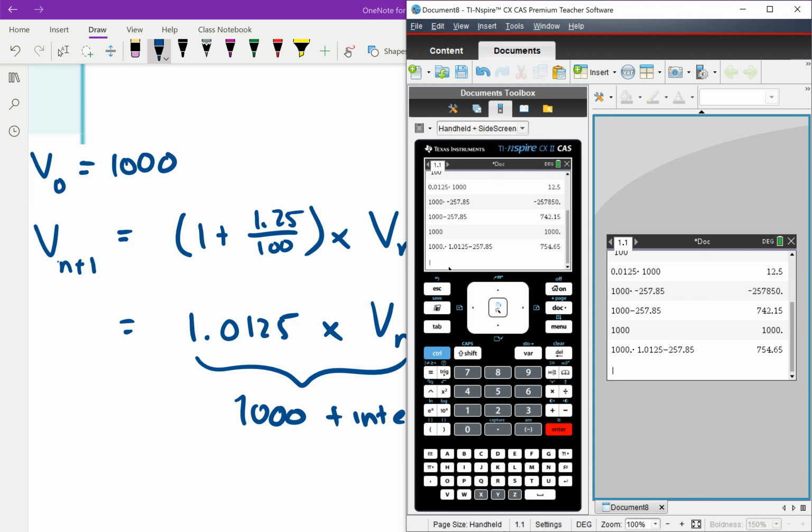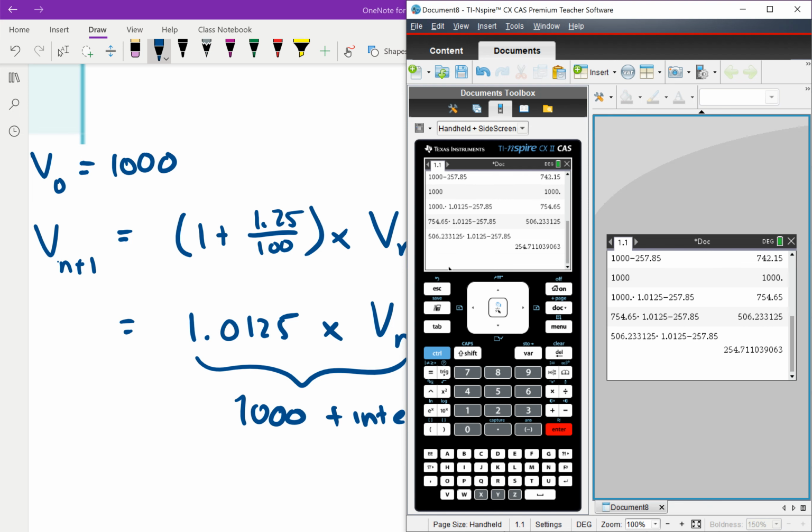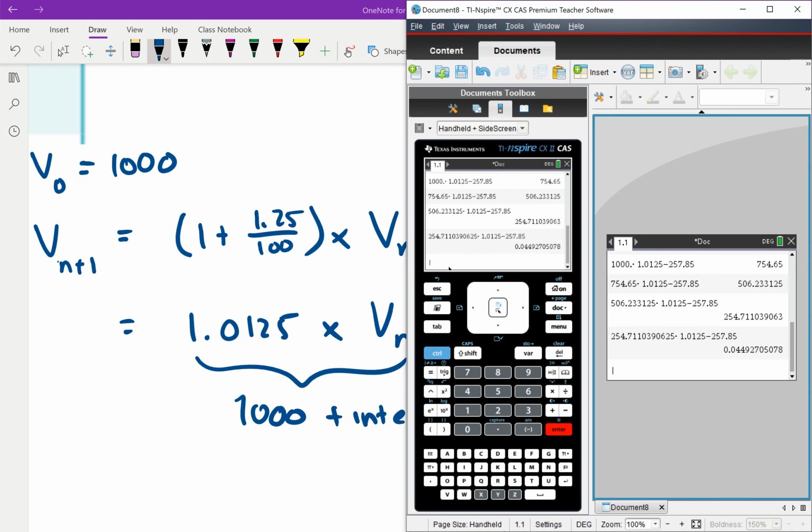So if I press enter again, this is what happens if you consistently pay $257 every month. If I did it for 4 months, I would reduce from $1,000 to $754, down to $506. In the 3rd month, I'm down to $254. And then in the 5th month, I've reduced it down to 4 cents if I paid that consistently. Now, what you'll notice is later when I talk about amortization tables, in your banks, they often round that last value. They don't want you to pay 4 cents. It's like, you might as well, you're done.